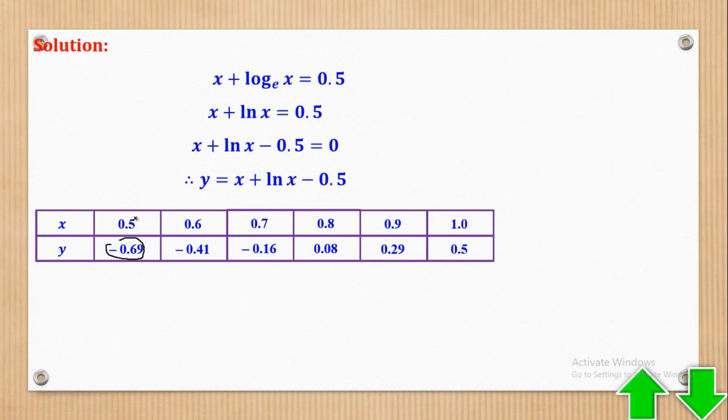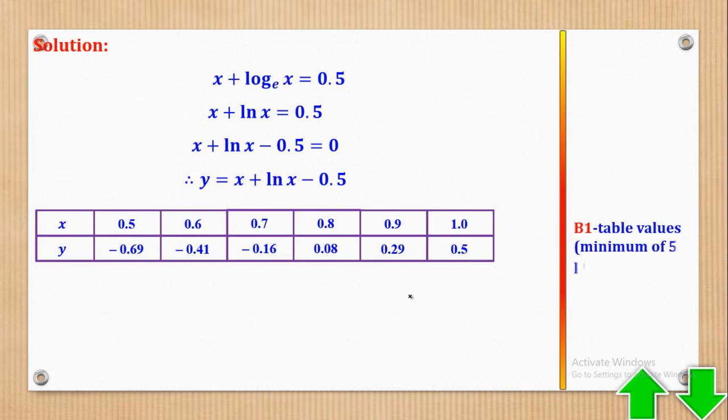So how do you know the range of values to use? What you should know is that you must use a minimum of 5 plottable values. So these are 1, 2, 3, 4, 5, 6, meaning that I'm safe. If you use 4 points, that will not be okay. So it should be a minimum of 5. So before we go to the next slide to plot the values, B1 will be for this, for tabulating the values.